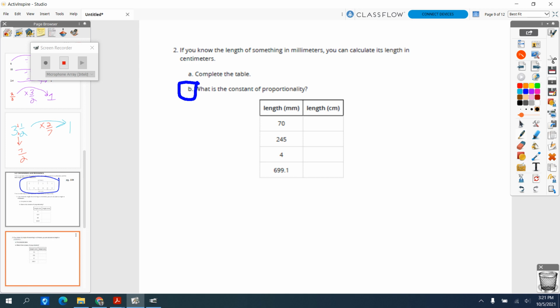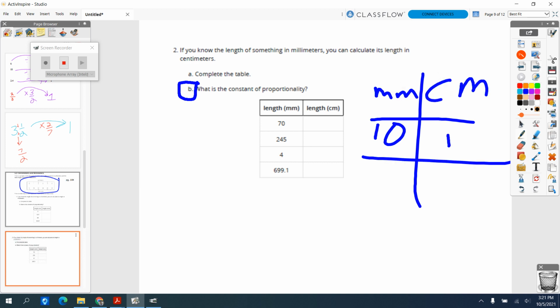So now what you're going to notice is the millimeters is on the left. So when there were 10 millimeters, there was 1 centimeter. When there were 20, there were 2. So you're not multiplying by 10 anymore. Some of you guys are really good at this, you could have either said divided by 10, or what are you really multiplying by?